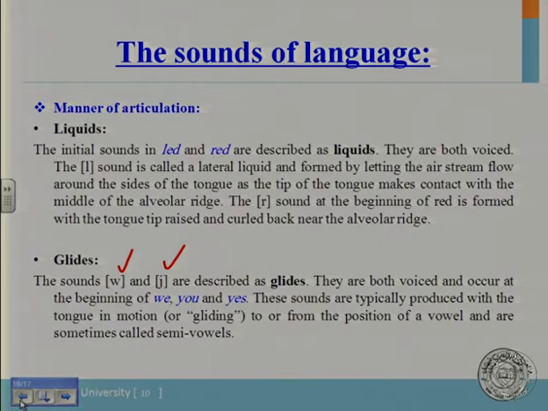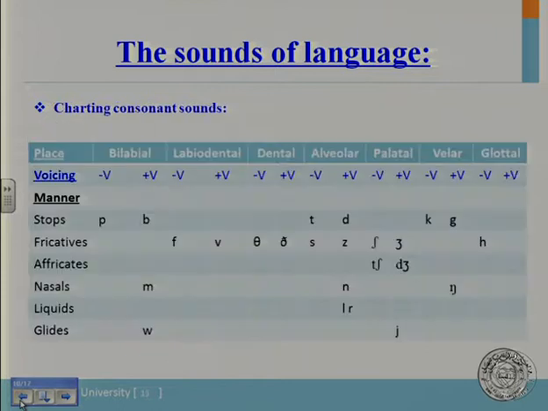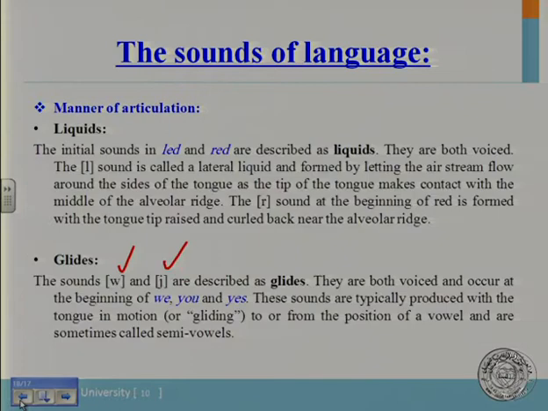and are sometimes called semi-vowels because they are very similar to vowels. We will come to the vowels later. Now we have here two sounds, w and y.